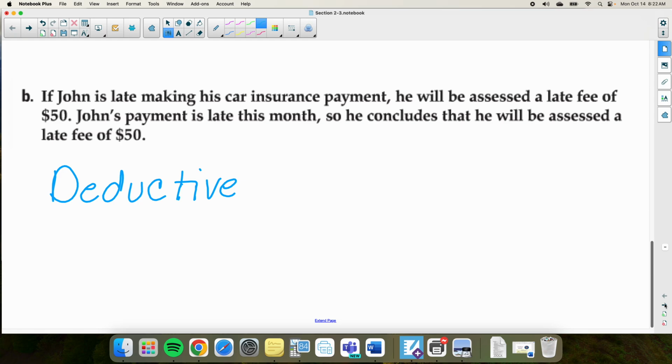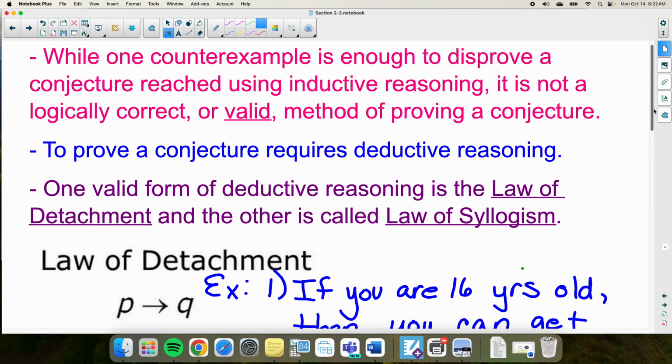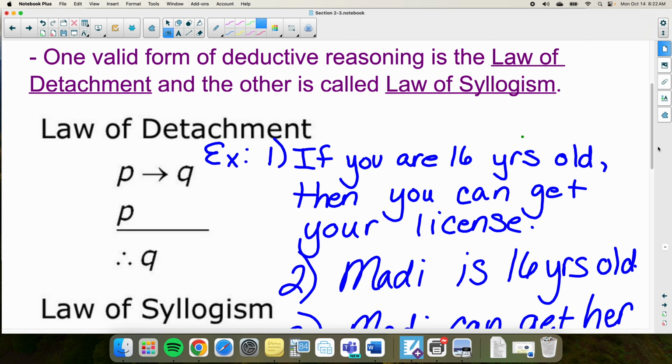Now we are going to learn 2 laws today. So we're going to be using deductive reasoning. And the 2 laws, again, you're going to kind of be like, why are we learning this in math? But remember, we're trying to learn logic skills to help us in proofs and with different problem solving skills in the future.